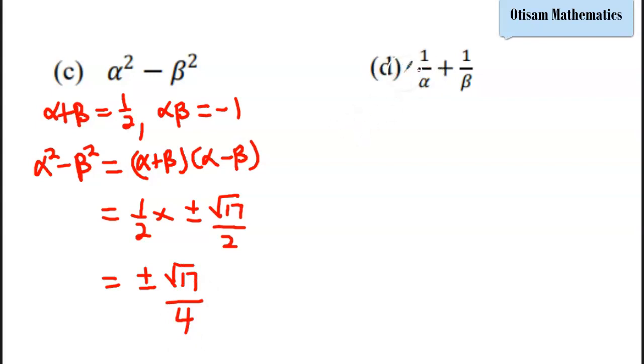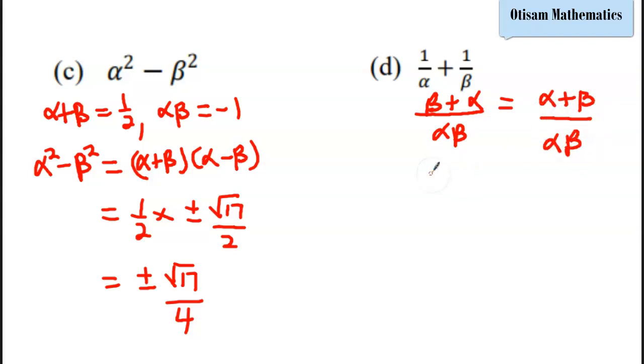Okay, let's look at the D part. 1 over alpha plus 1 over beta. Now this is a fraction, and for every fraction you find the LCM. So let's find the LCM. LCM of alpha and beta is alpha beta. So this will go here, beta times 1, then alpha. So we have alpha plus beta over alpha beta. So we substitute them. Alpha plus beta is 1 on 2. Then alpha beta is minus 1.